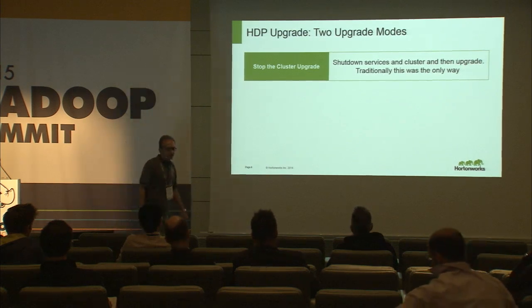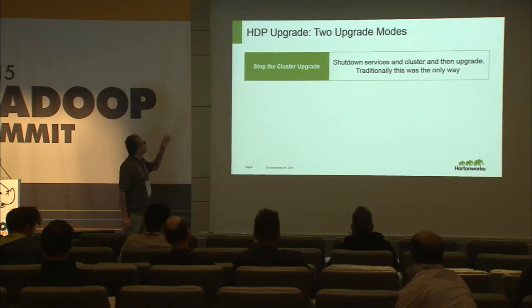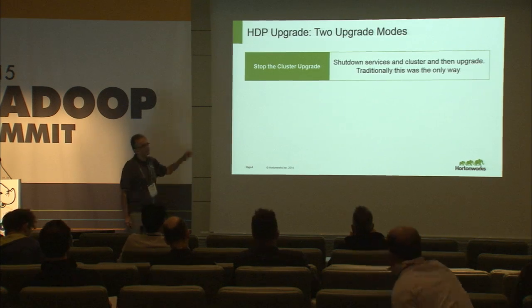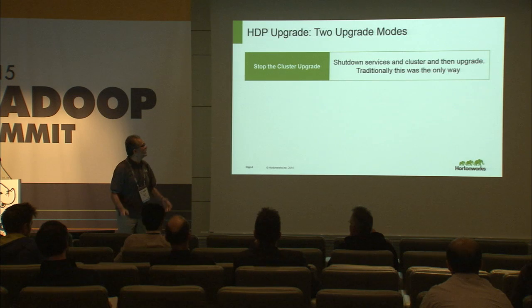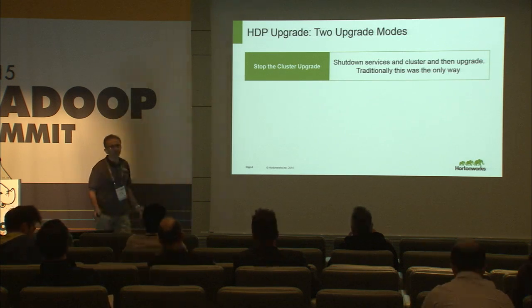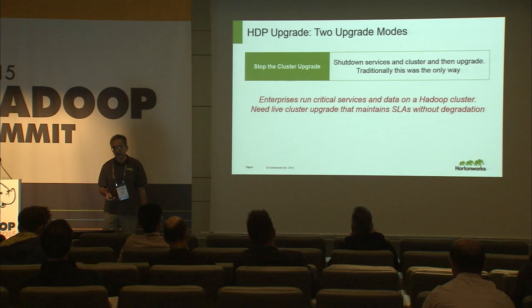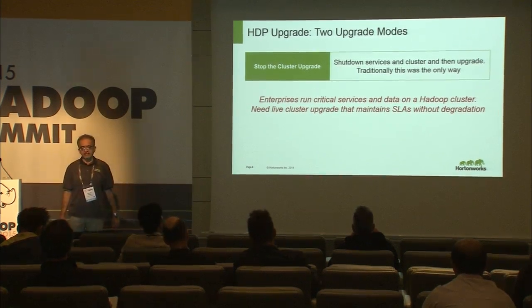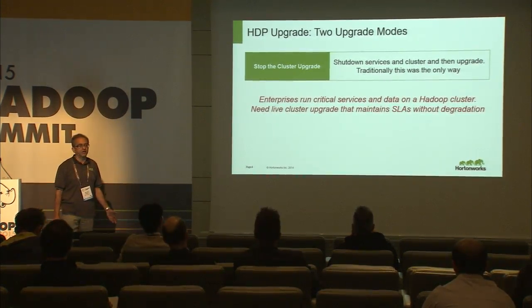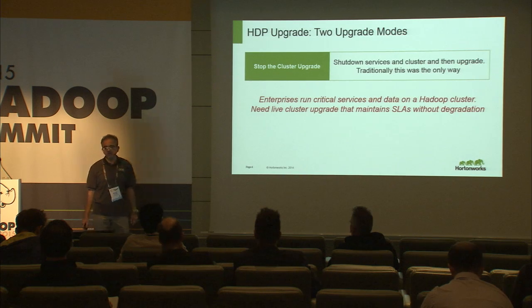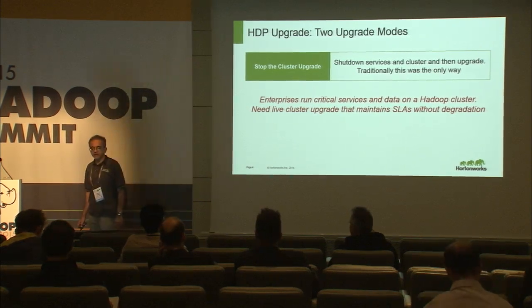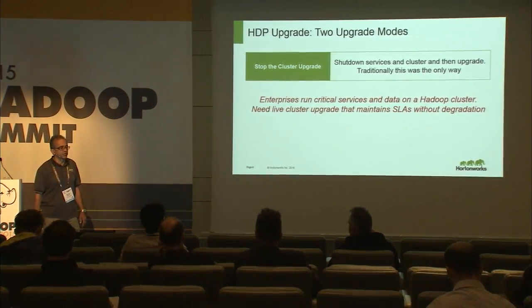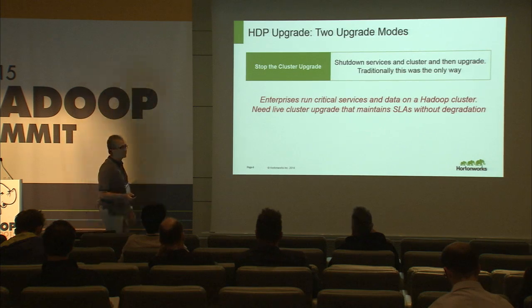So what is rolling upgrade? Traditionally what Hadoop has supported is what we call stop the cluster upgrade. We have to stop the cluster, shut it down, and then upgrade it. This is traditionally the only way to do that. Clearly this does not work for enterprises that are running critical services and data on a Hadoop cluster. Many of our customers are actually using it for live online systems, and you want to be able to maintain the SLAs without degradation, let alone bring it down.